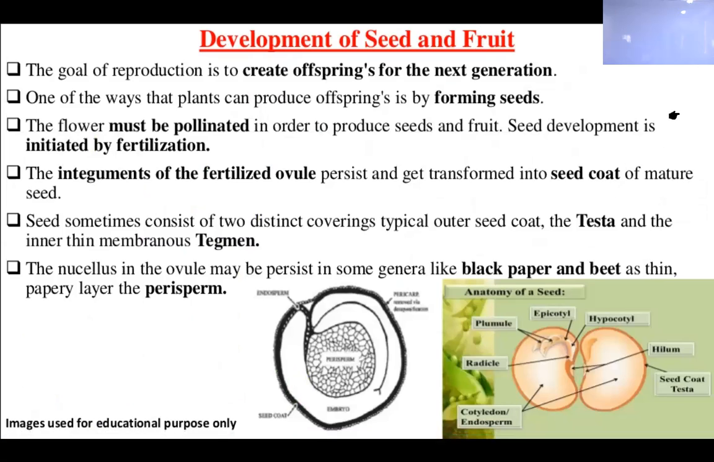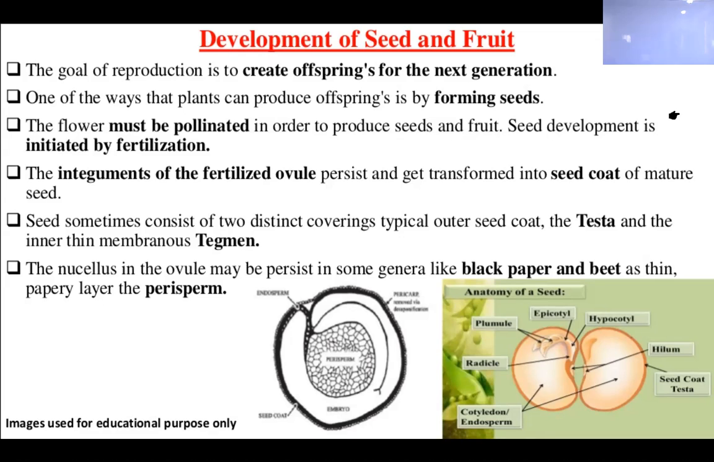Now, development of seed and fruit. You know that the ovary develops into fruit and the ovules present in the ovary develop into seed. Now, the goal of reproduction is to create offspring for the next generation. One of the ways that plants can produce offspring is by forming seeds. The flower must be pollinated in order to produce seed and fruit. Seed development is initiated by fertilization. We have already talked about this region. The integuments of the fertile ovule persist and get transformed into the seed coat of mature seeds.